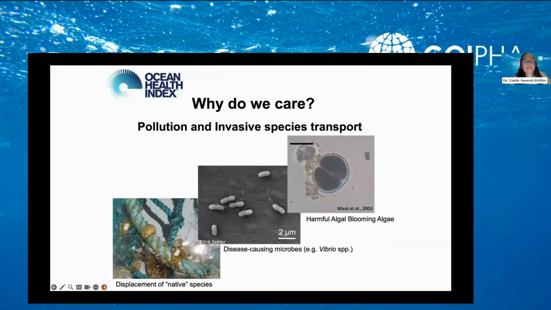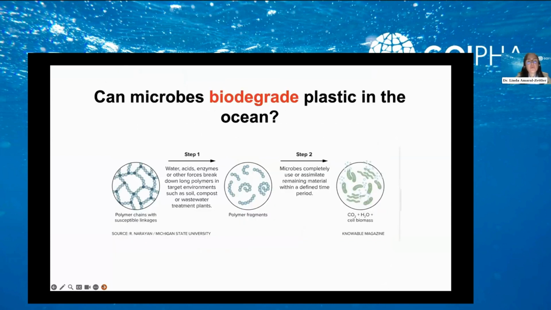And we care about this because plastic is a form of pollution, and at least floating plastics can transport harmful algal blooming species. They can transport disease-causing organisms, and also they can displace native species, such as ghost nets that can actually be the home for endemic species of some seaweed species that naturally occur in the open waters.